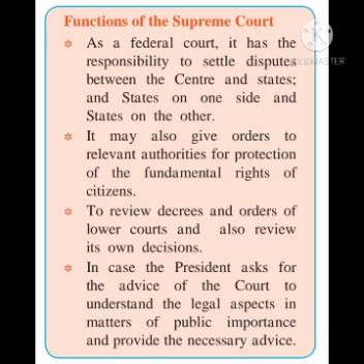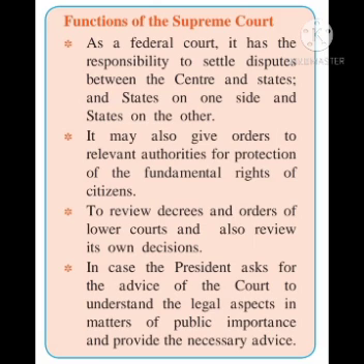What are the functions of the Supreme Court? As a federal court, it has the responsibility to settle disputes between the center and states on one side and state on the other. It means the judiciary system provides mechanism for resolving disputes between citizens and government, between the center and the state government, and between the two state governments.